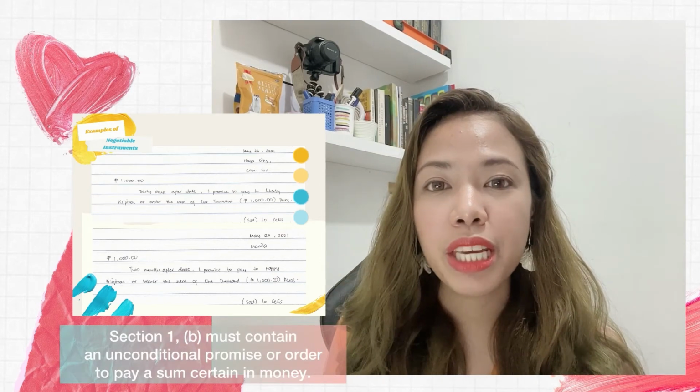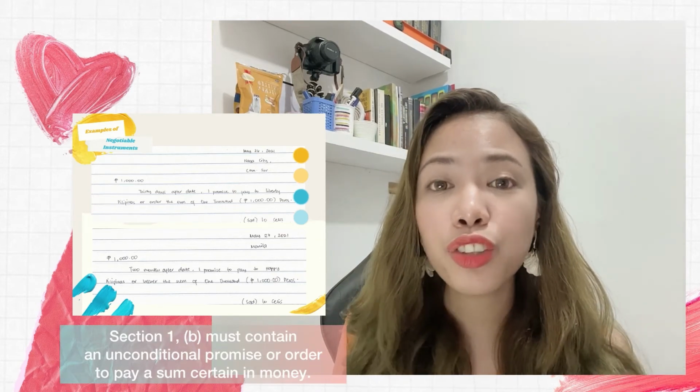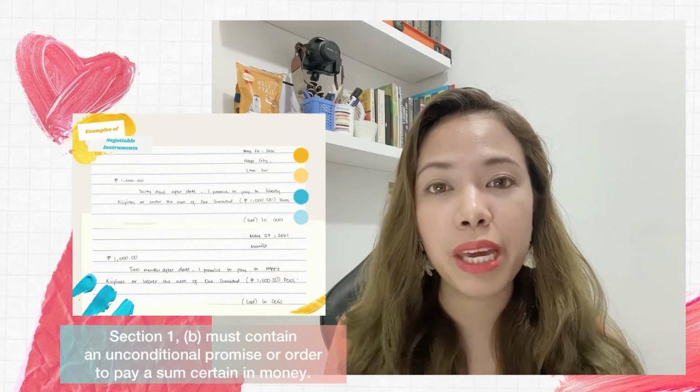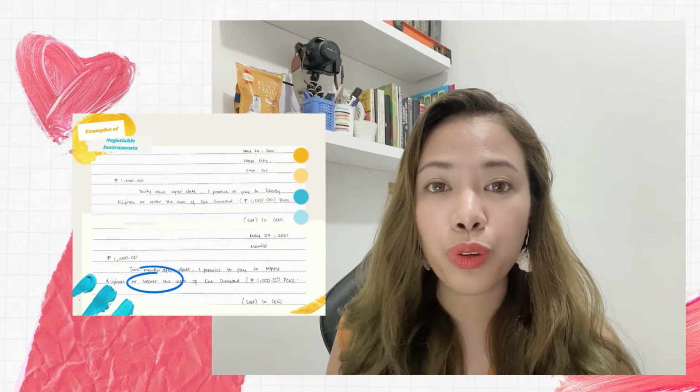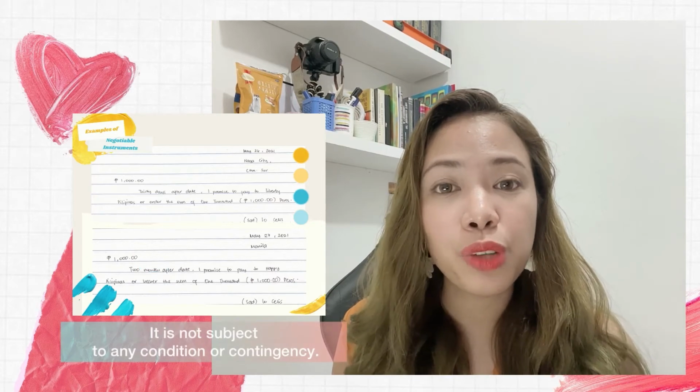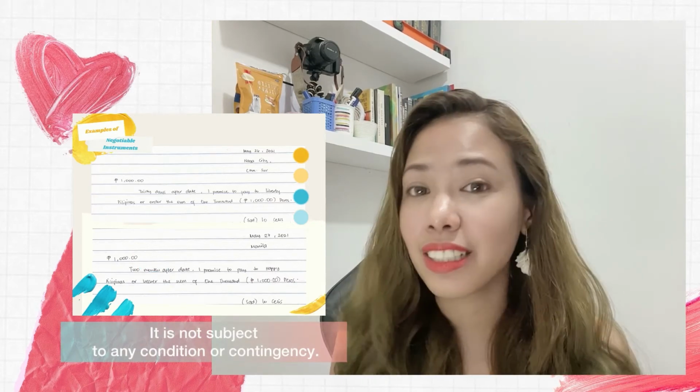Section 1B, it must contain an unconditional promise or order to pay a sum certain in money. An unconditional promise or order, meaning to say it is not subject to any condition or contingency.